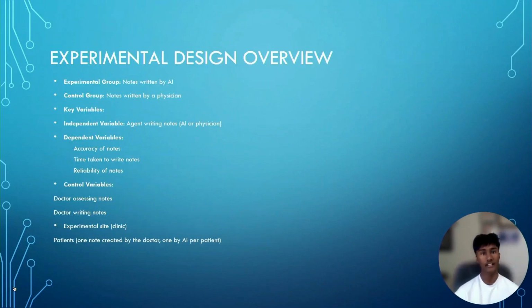So here's our quick design overview. How are we going to be experimenting and how are we planning on creating the design? Our experimental group in this case will be the notes written by the AI. Our control group will be the notes written by the physician. So basically, in the clinician-patient interaction, the physician is still going to be writing down the note, but our AI will be used in this case to compare per each patient.